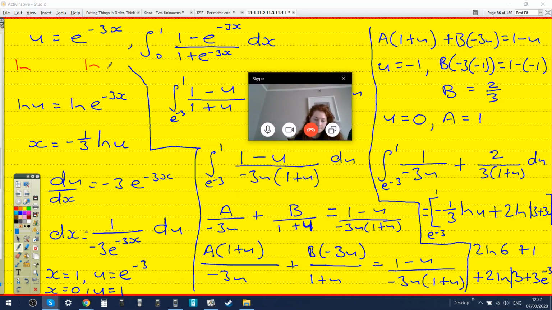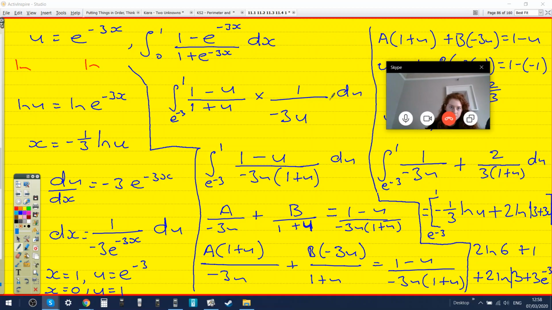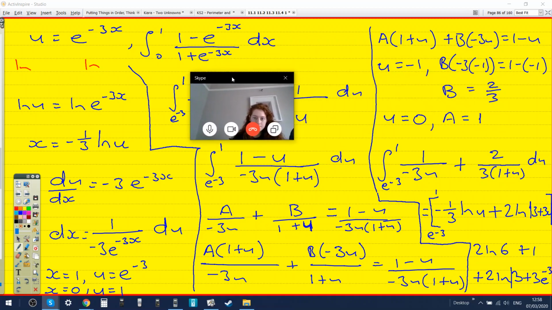Let's see. There's a lot. These questions are full on. Yeah, replace it with u, replace it with u. Even here, when you're putting in the minus 3e to the minus 3x, instead of dx you replace u in there as well. And then it was partial fractions, basically.